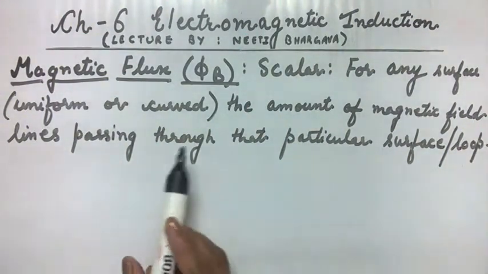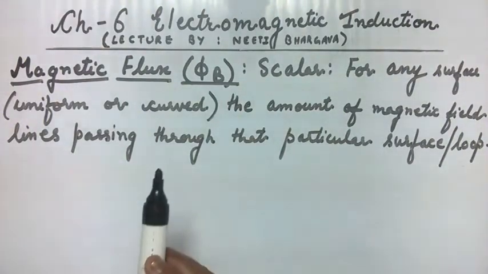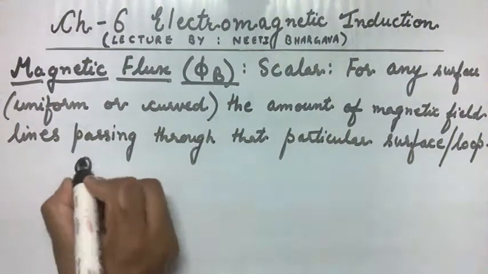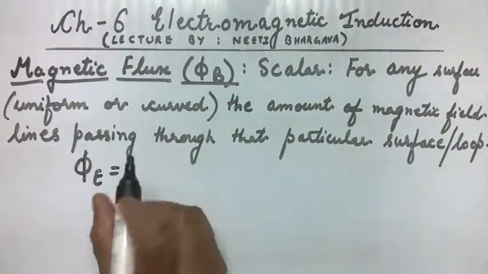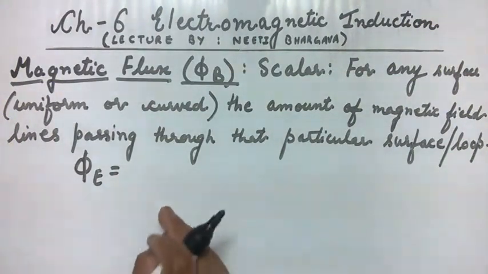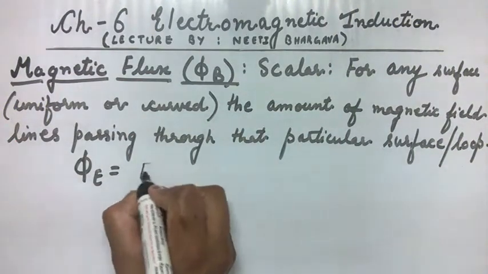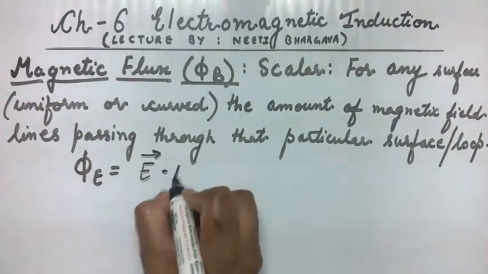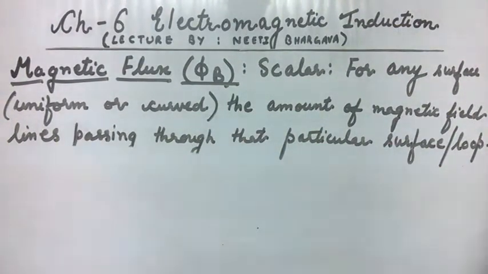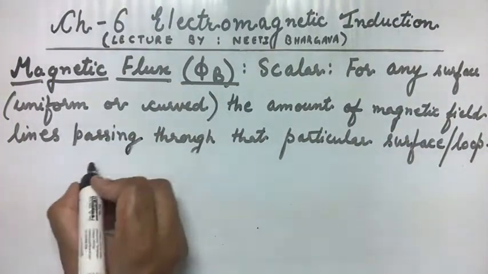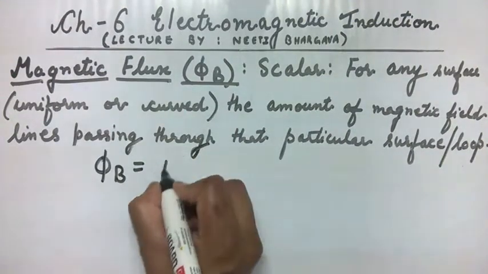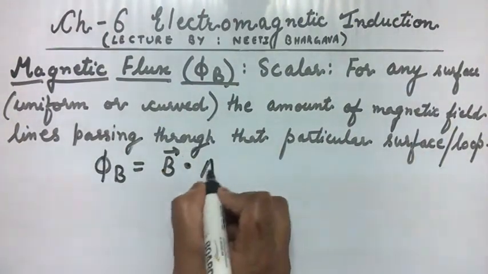And it is also defined in the same manner as what we had studied in chapter number 1 for electric flux. That is, electric flux is defined as the number of electric field lines passing through a particular area placed in a uniform or non-uniform electric field, and it is given by dot product of electric field and area vector. Similarly, we can define magnetic flux, that is the number of magnetic field lines passing through a particular area, and it is the dot product of magnetic field and area vector.